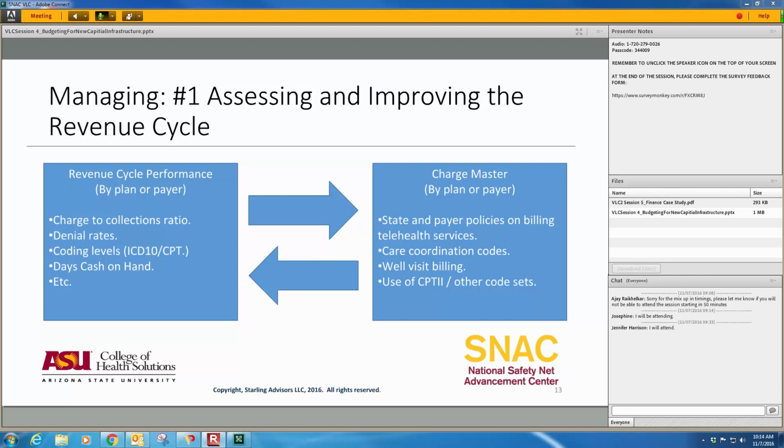On the charge master side, which should be a part of this assessment, we want to be looking at state and payer policies on billing a variety of different things, telehealth services being one. Another would be same-day billing. I know the FQHCs have struggled with getting payers to pay for same-day visits with mental health or behavioral health when they also see clinical care or oral health providers within that setting.